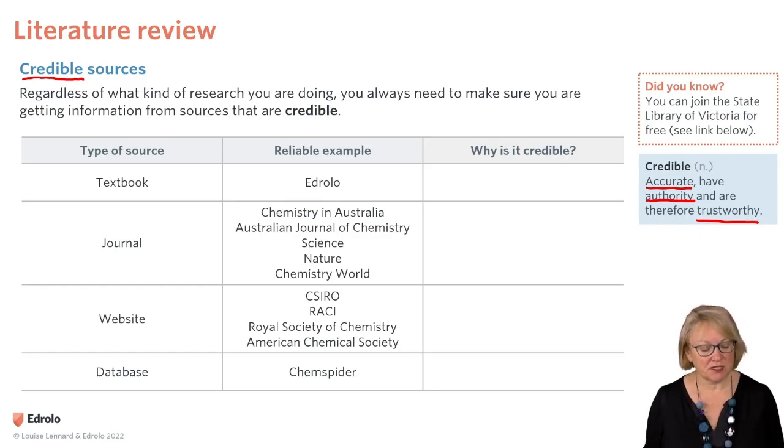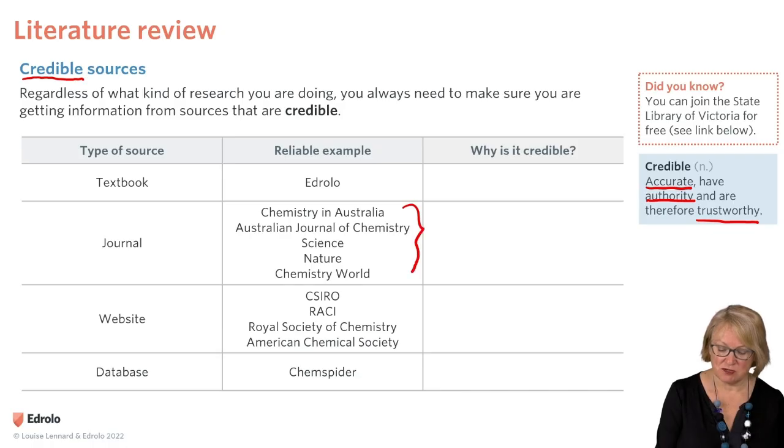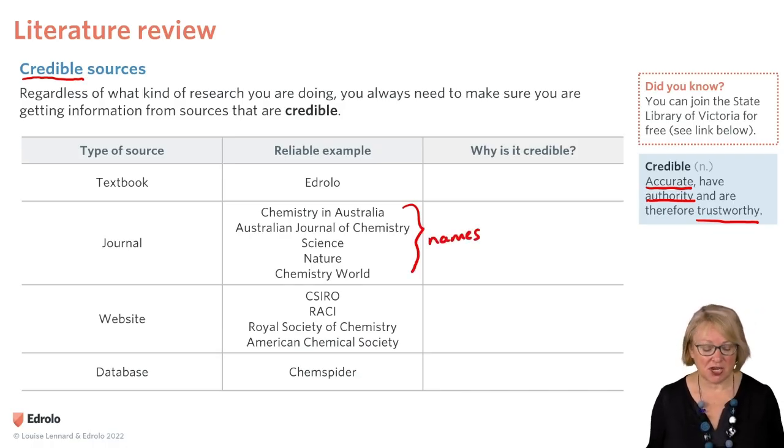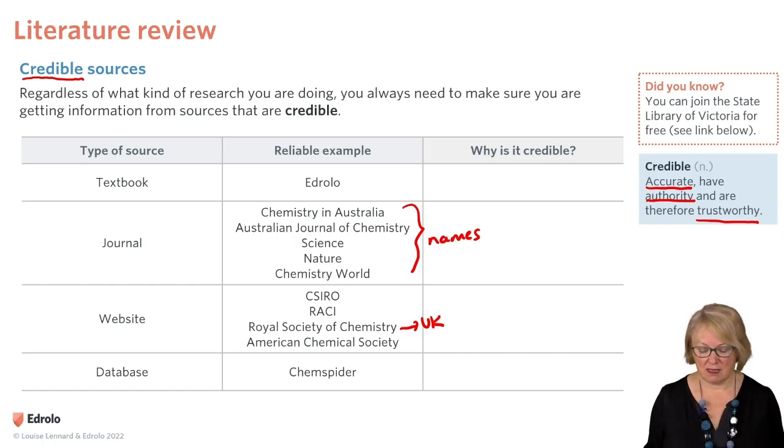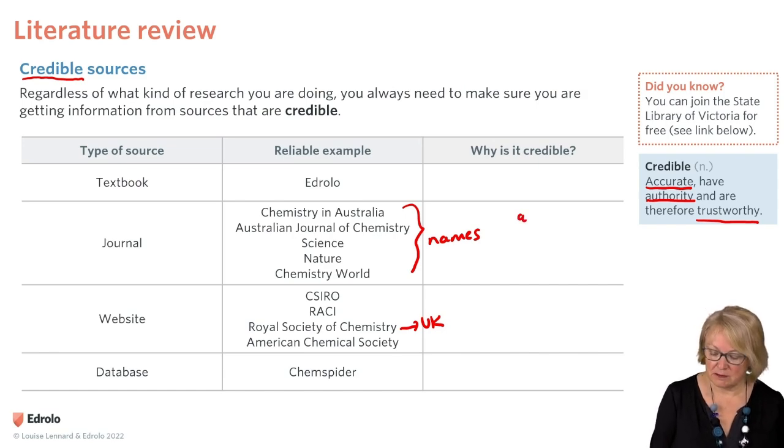So types of credible sources include textbooks, so your Edrolo textbook, for example, journals where scientists publish their findings for other scientists to read. Examples include Chemistry in Australia, the Australian Journal of Chemistry, the famous publication Science, another famous publication Nature, another one Chemistry World. They're just all the names of some journals. Websites by reliable, trustworthy organisations such as CSIRO, Royal Australian Chemical Institute, the Royal Society of Chemistry, which is a UK organisation, but very credible, the American Chemical Society, and databases such as ChemSpider. Why are they credible? Because they're all authored by experts.